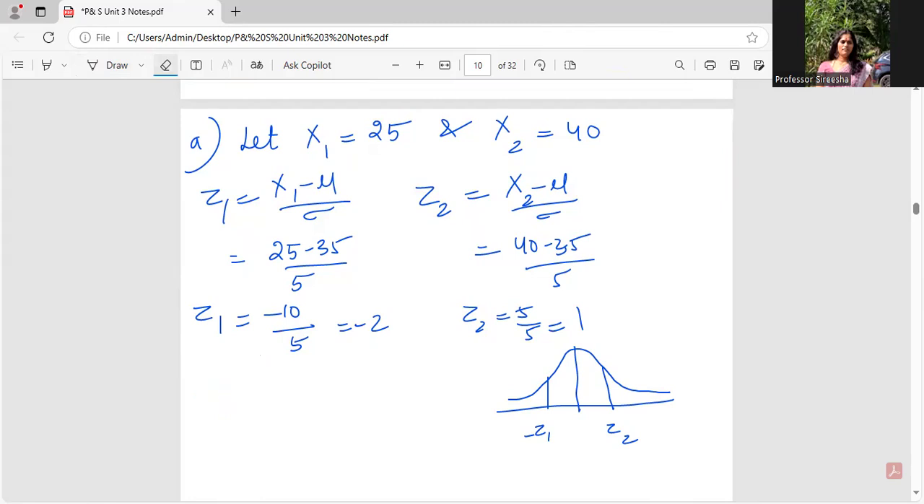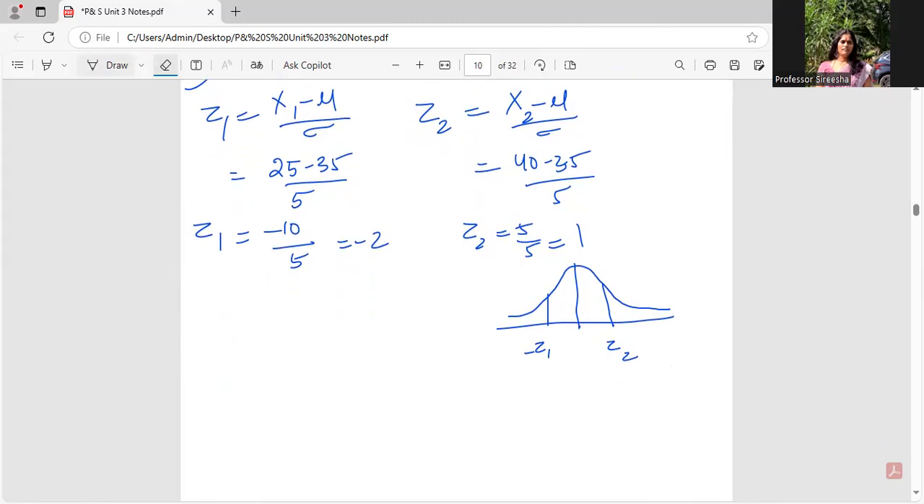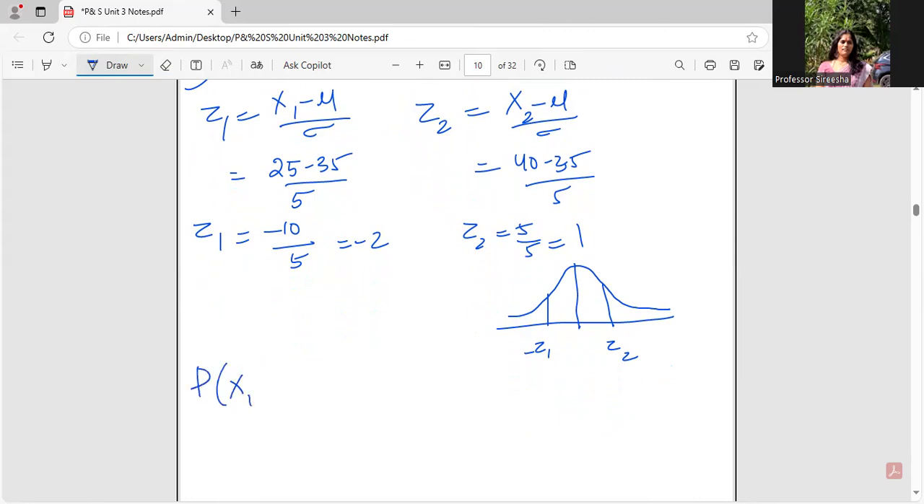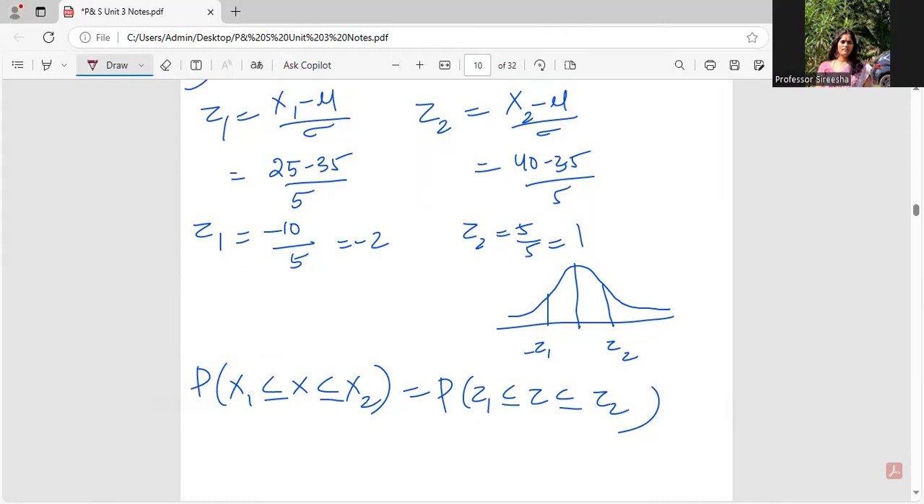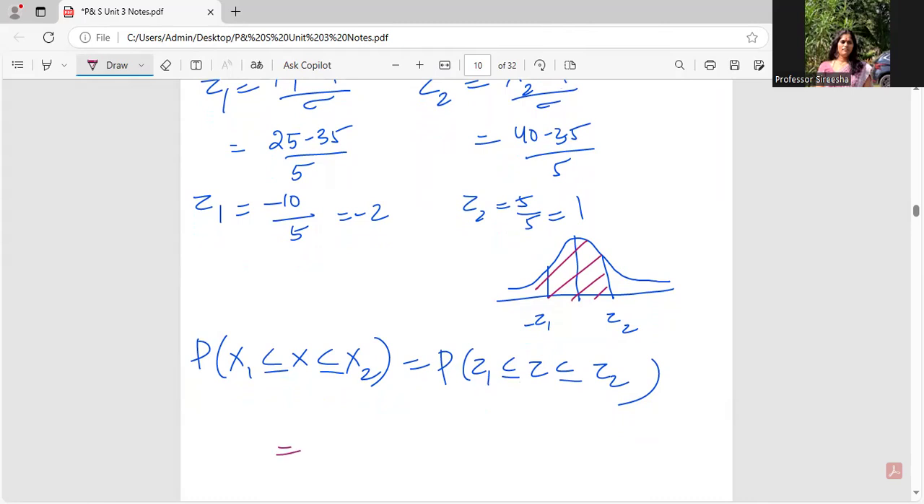Probability of x1 less than or equal to x less than or equal to x2 is being asked. In terms of z, it is z1 less than or equal to z less than or equal to z2. Now, what do I need to find out? I need to find out the area between z1 and z2. So, I'll write it like this: probability of minus z1 less than or equal to z less than or equal to 0, plus area from 0 less than or equal to z less than or equal to z2. Just see here, the area from here to here and from here to here.